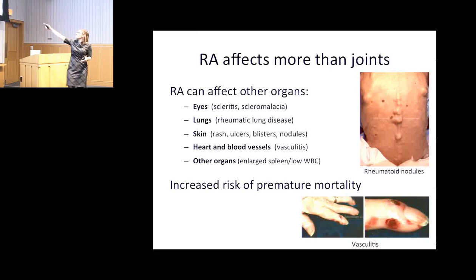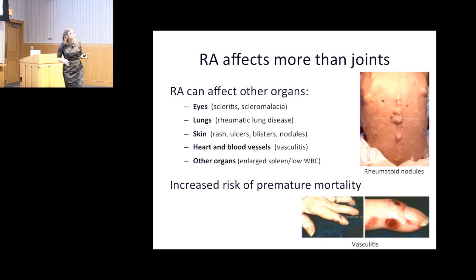And up here, although rheumatoid arthritis leads to the degradation of the cartilage in your hands and external joints, it can lead to these nodules. This is actually cartilage that's accumulating in different regions of the body. So it's a very odd disease, I think. Also, increased risk for premature mortality. That's, you know, a big one.